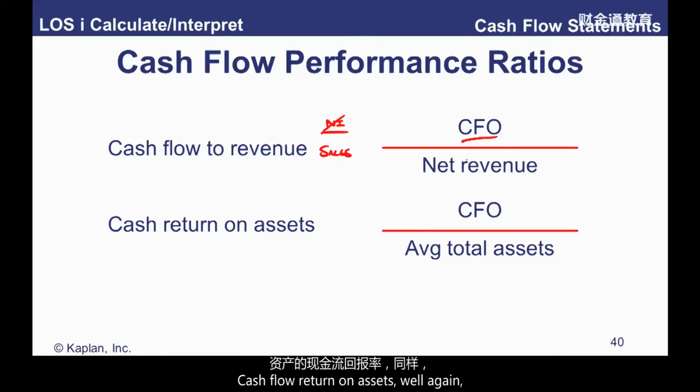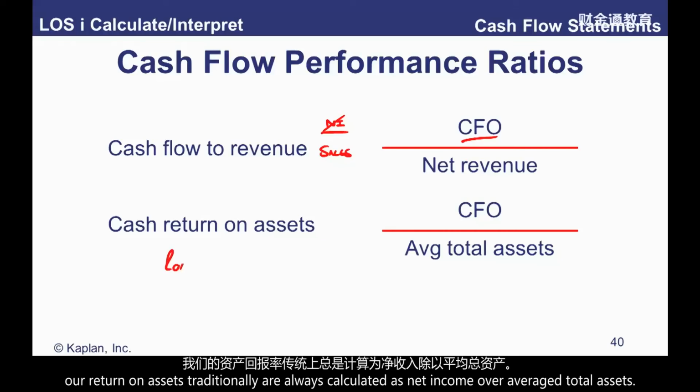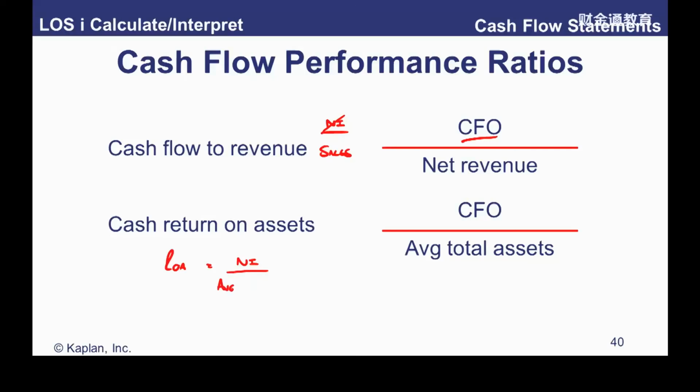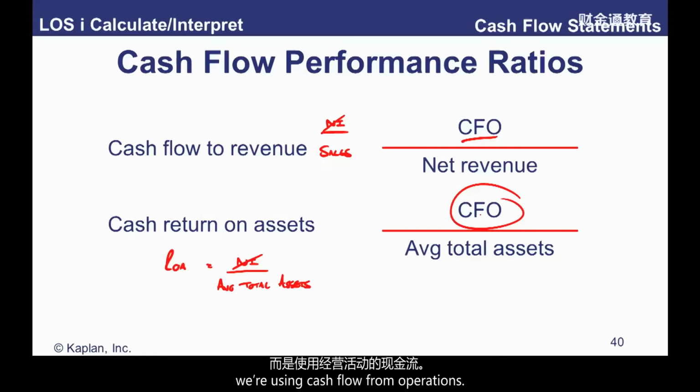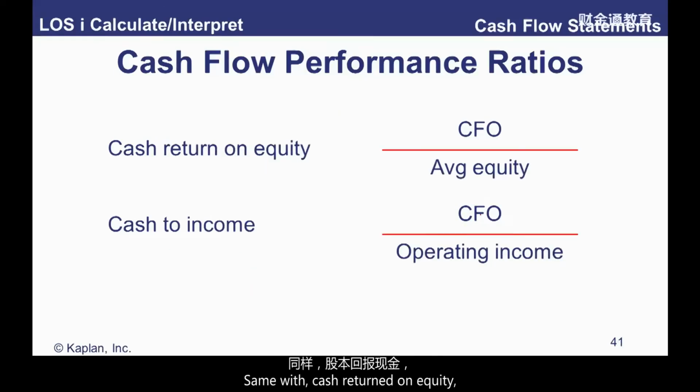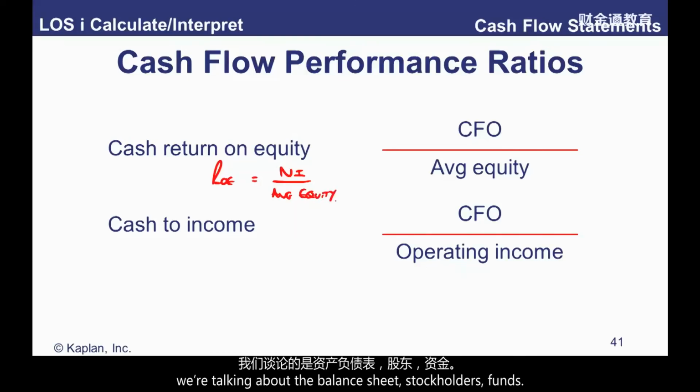Cash flow return on assets. Well, again, our return on assets traditionally, ROA, is calculated as net income over average total assets. So what we're looking at here is a cash-based measure of return on assets. Rather than using net income in our numerator, we're using cash flow from operations. Same with cash return on equity. Well, our traditional return on equity calculation is net income over average equity. And when we say equity, we're talking about the balance sheet stockholders' funds. So this is a cash-based measure of ROE.